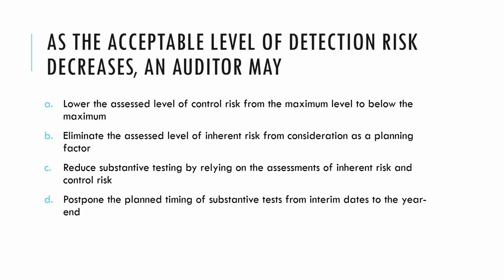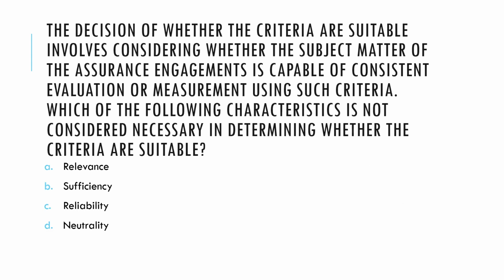And so, therefore, the correct answer to this should be Delta. Postpone the planned timing of substantive tests from the interim dates to the year end dates. In this case, the auditor endeavors to include the entire period under audit. That's why the auditor is moving the testing to year end rather than interim. So this is a sign of a stricter auditor. So the answer to this question is Delta.